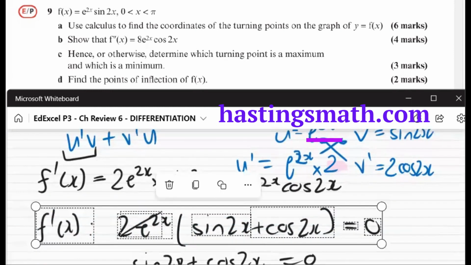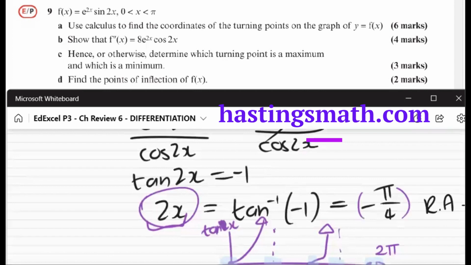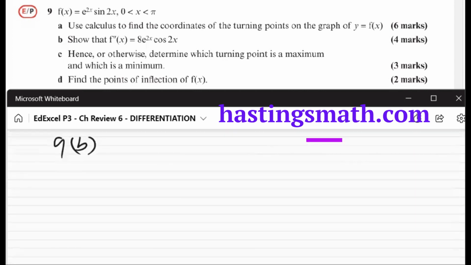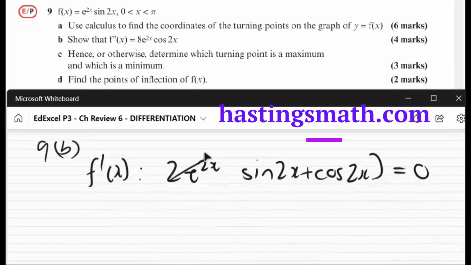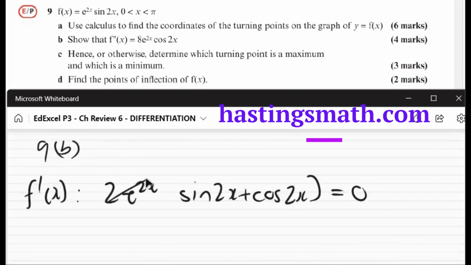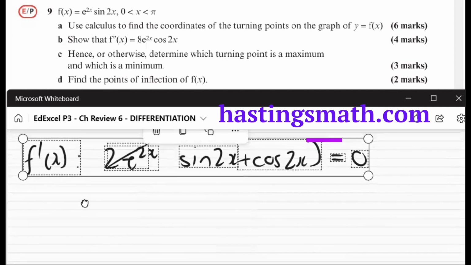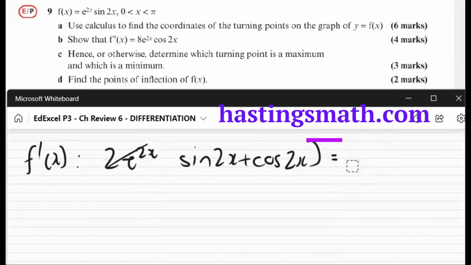Okay. So if we use this, obviously it was equal to 0 at the turning point, so we don't need that part. We have to differentiate this again. So we have a function times a function.